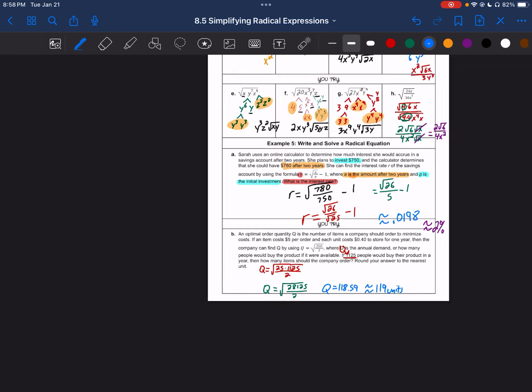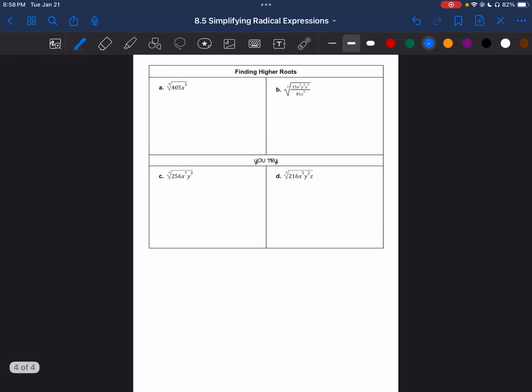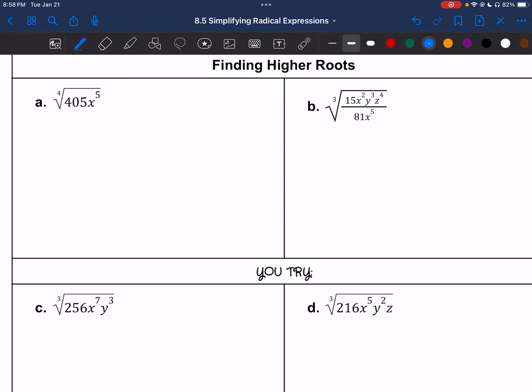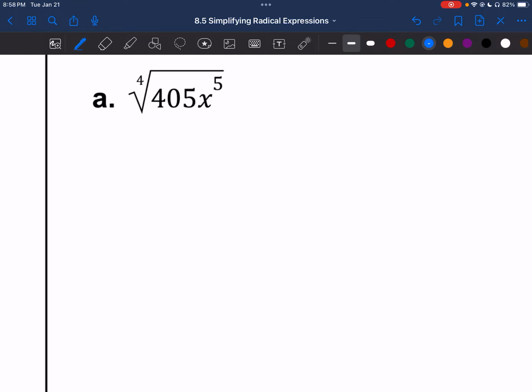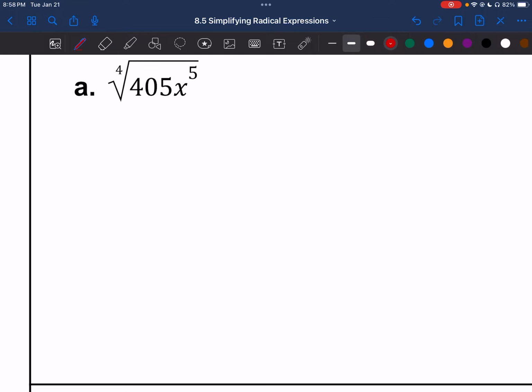All right, we are going to flip to our last page. And in this, we are going to find higher roots. So we're going to find fourth roots, we're going to find third roots. The process is still going to be exactly the same. We're just going to be looking for different groups of numbers. We're looking for more in the group, right? So if it's a fourth root, in order for us to take the fourth root, you need to have 4 of that value to take out.